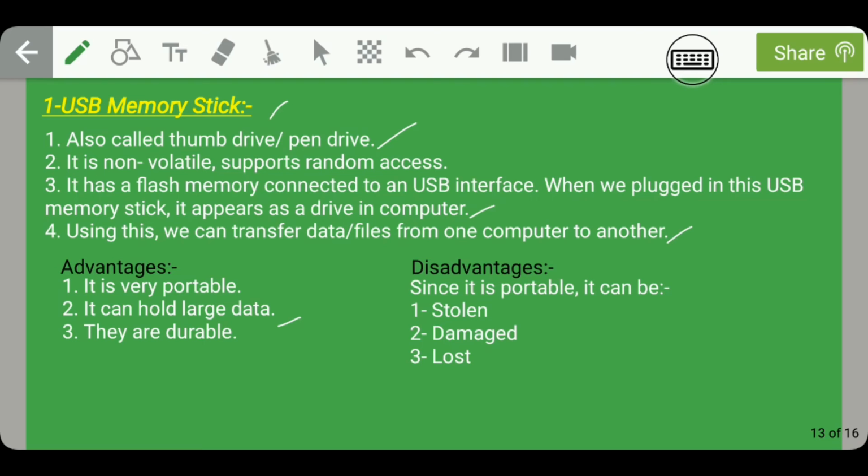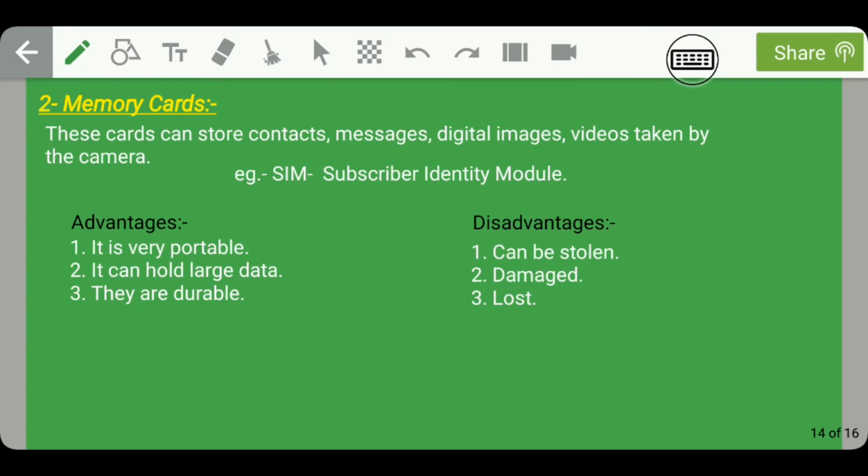The main disadvantage of this USB memory stick is that since it is portable, it can be stolen or damaged or lost. Guys, moving on, the second example of solid state storage devices is memory cards. These cards can store contacts, messages, digital images and videos taken by the camera. We can say that SIM cards are an example of memory cards. Guys, SIM stands for subscriber identity module. So just remember the full form of this SIM card.